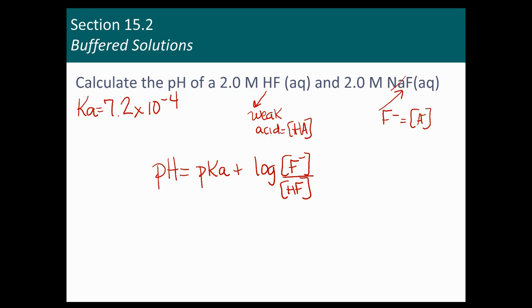So I'm going to find the pKa, negative log of that. 3.14. So I'm ready to go. pH equals pKa plus the log. And I'm just going to plug in directly.